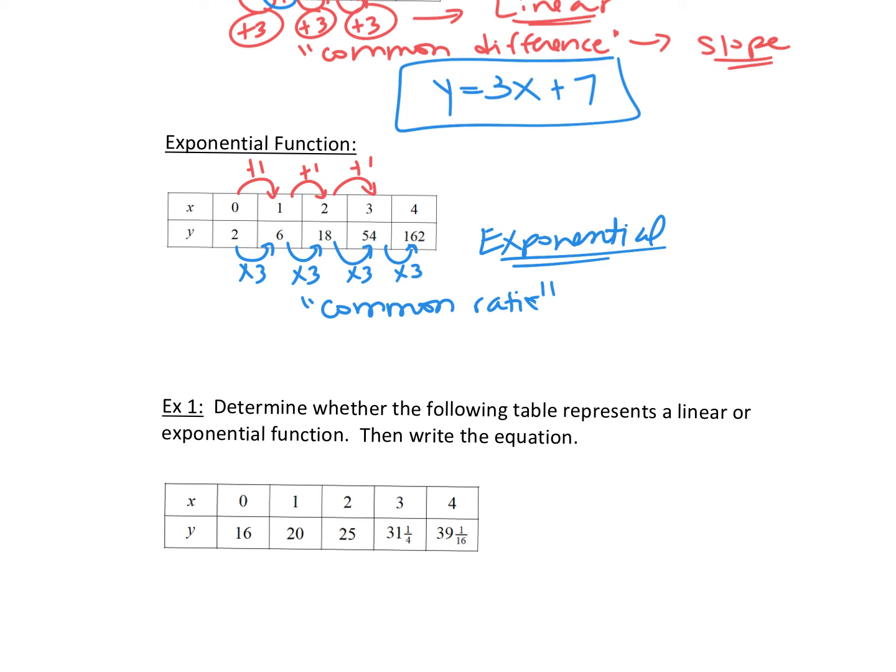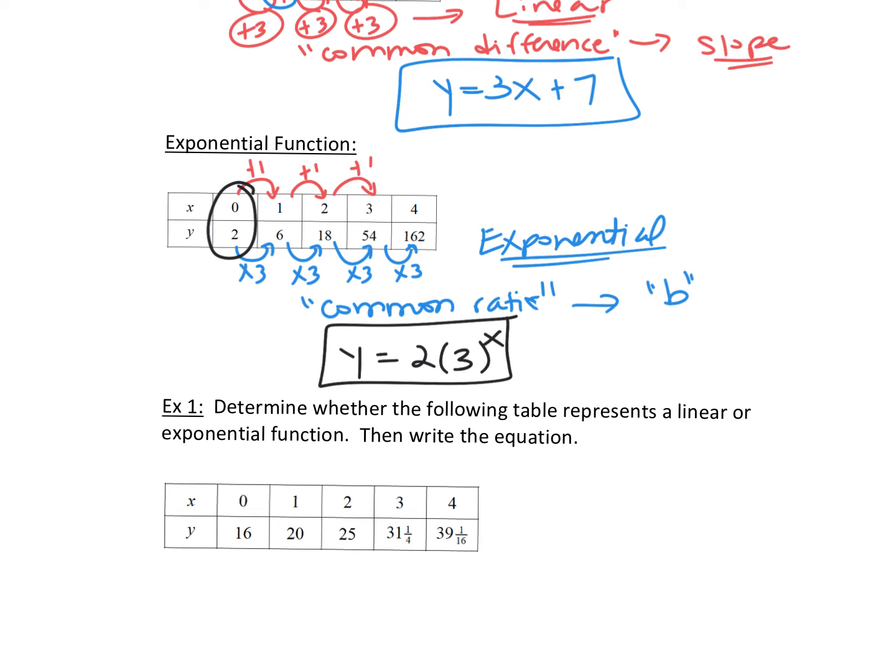And that is your b value in the exponential function. Remember, a is the y-intercept, and b is 1 plus the growth rate, but it's also the common ratio. Okay? So if I'm asked to write the equation of this line, I'm going to write y equals a, my y-intercept. So again, look for the y-intercept, where the x value is 0. So 2 times my common ratio, 3, to the x power.